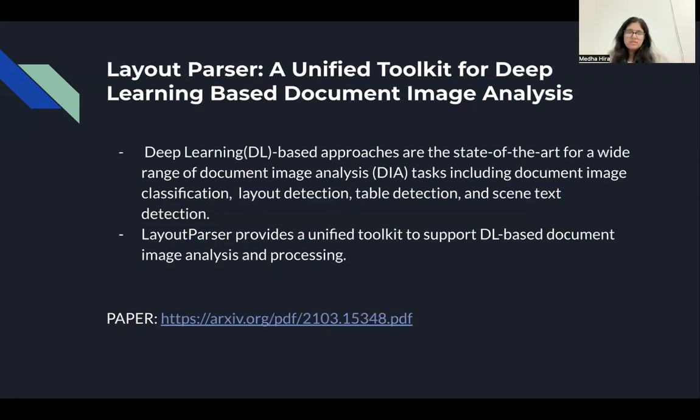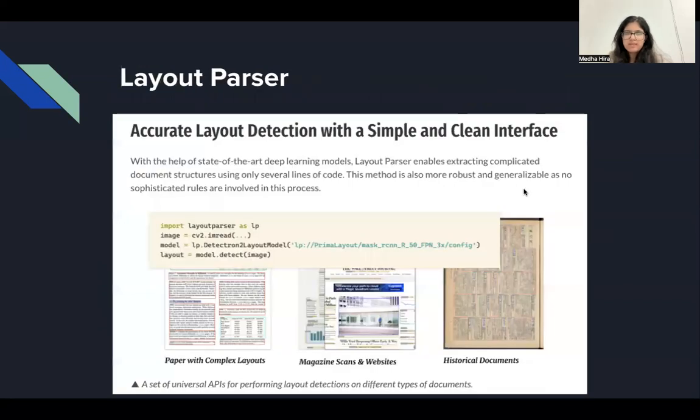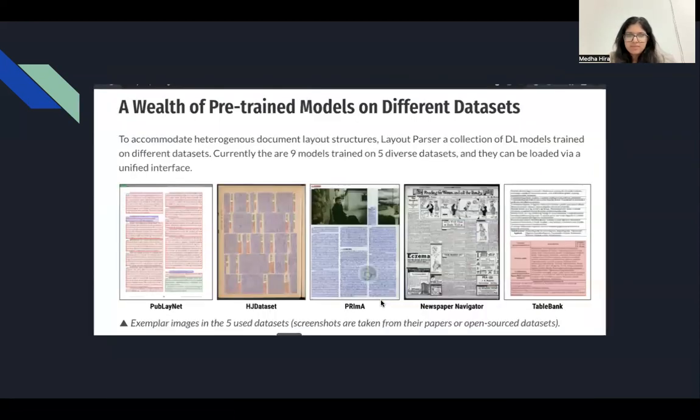Then finally, I found this library called Layout Parser. It's a unified toolkit for deep learning based document image analysis. The paper is linked over here. Layout Parser claims to provide accurate layout detection with a simple and clean interface, and it has a bunch of models. For example, it has PubLayNet, which is generally used for research papers.